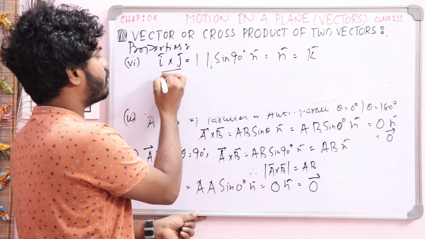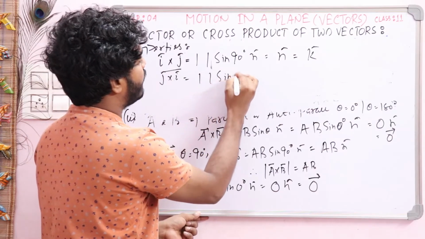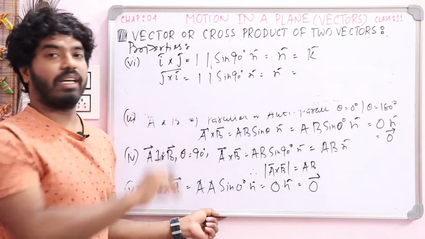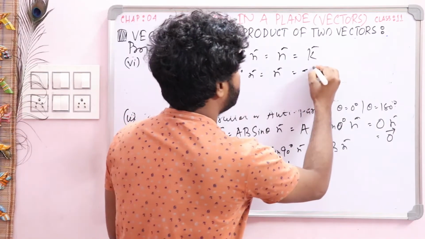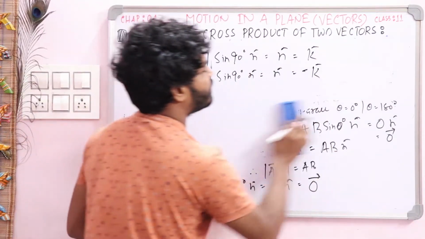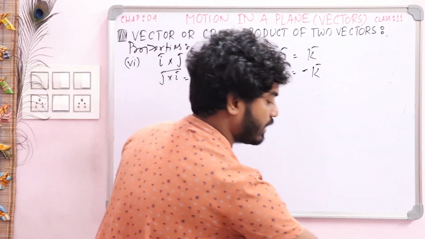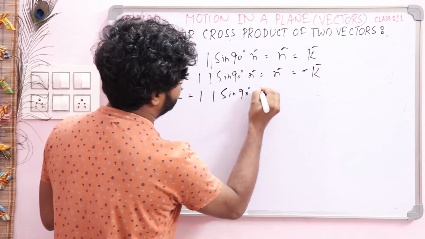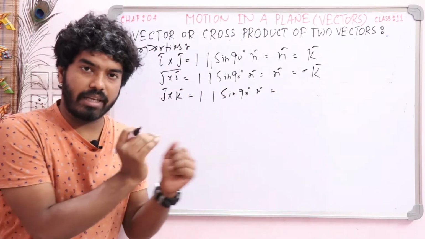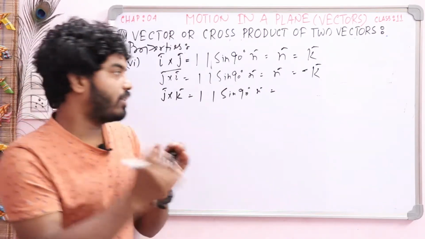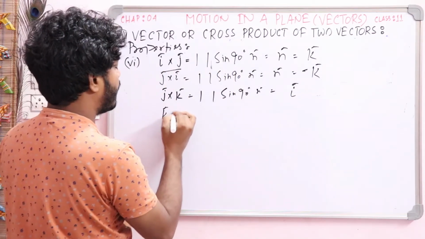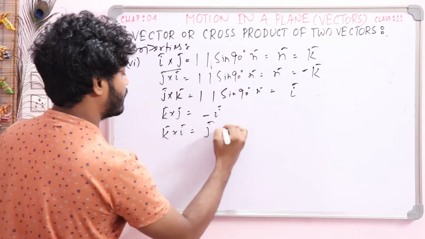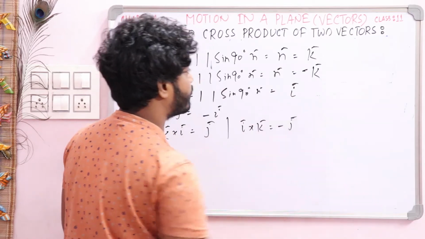In the same way, when you are using j cross i, 1 sin 90 into n cap, but here this n cap will be minus k cap, because it is j cross i. So this one will be minus k cap. In the same way, you can write j cross k: 1 sin 90 n cap. So here n cap will be j cross k. j means y-axis, k means z-axis. So j cross k is along the x-axis, that is i cap. But k cross j, the answer will be minus i cap. In the same way, k cross i, the answer will be j cap, but i cross k, the answer will be minus j cap. So this is our combination.